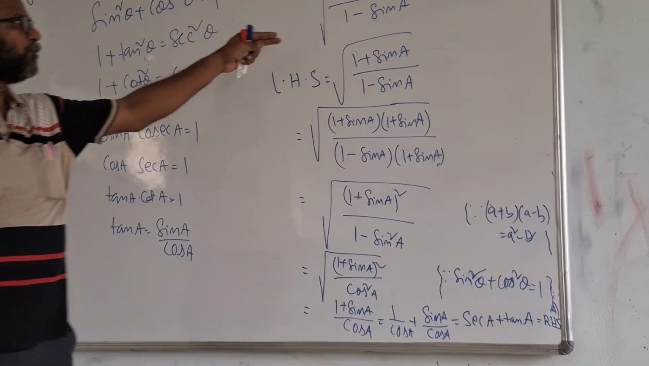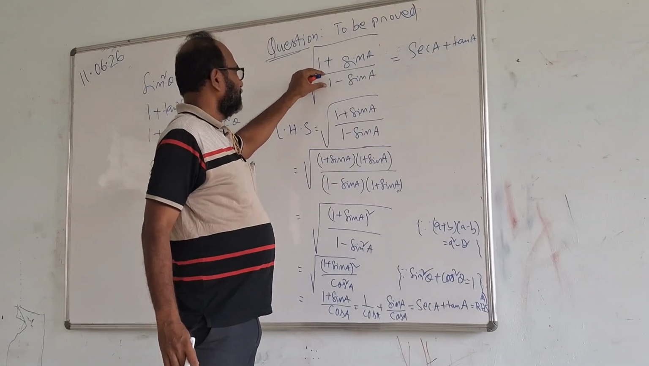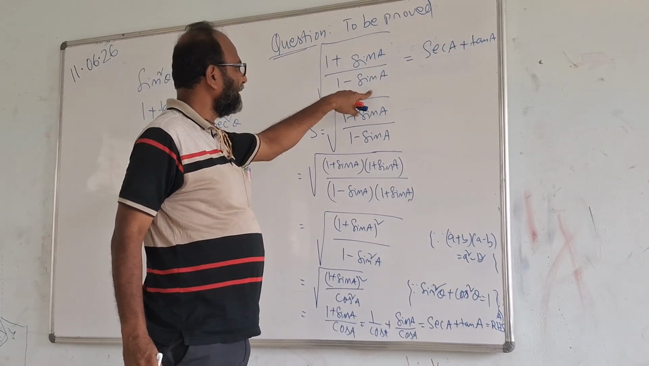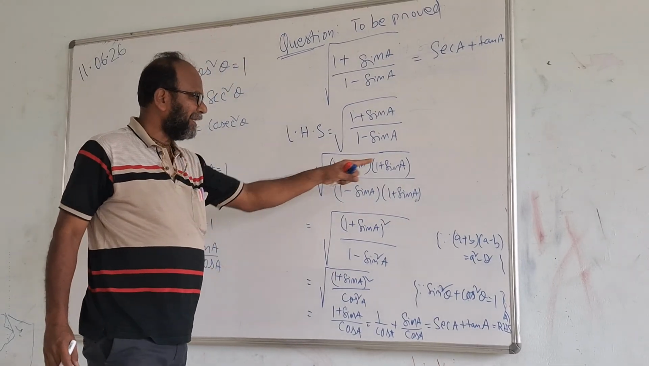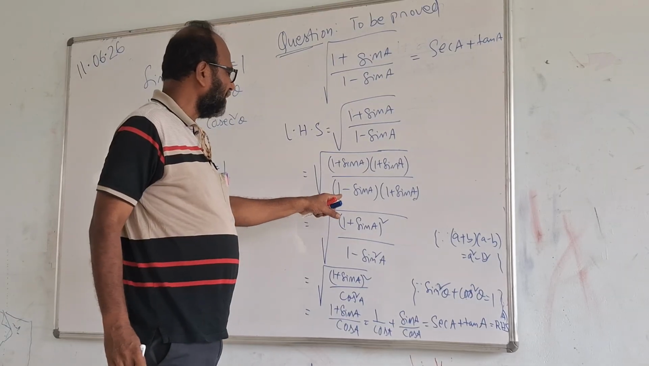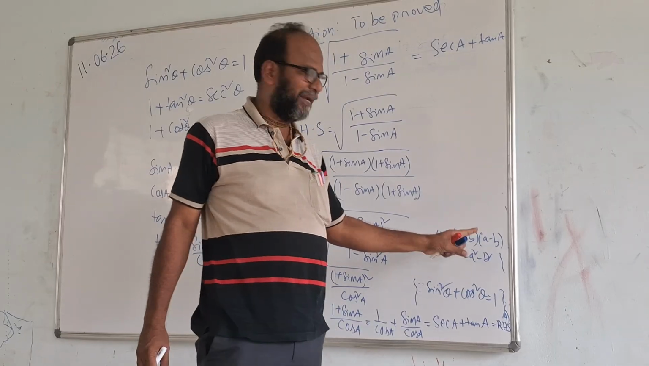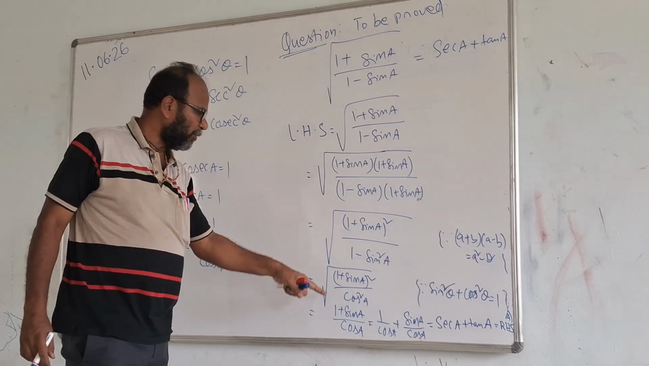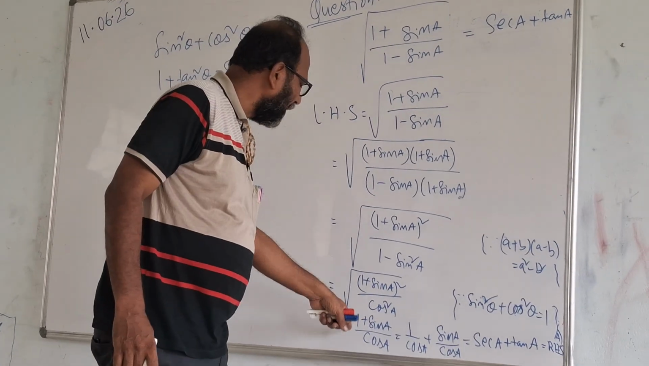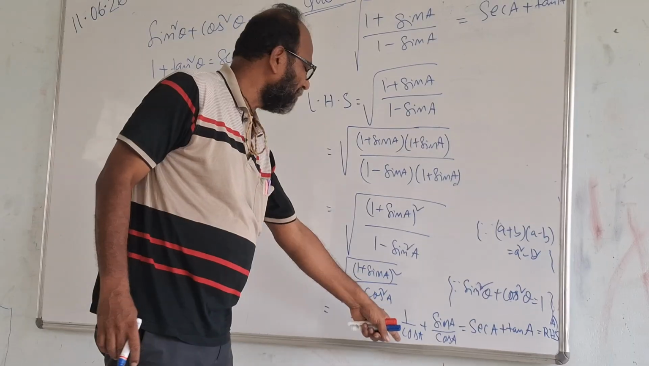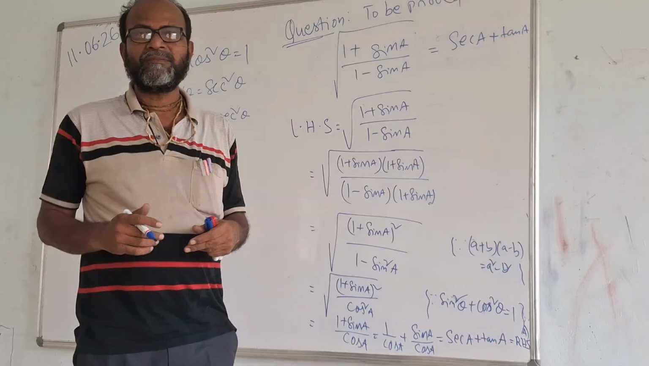So this type of problems you will do. Always you have to solve this with the denominator. 1 minus sin a is there, so we multiply by 1 plus sin a. So here 1 plus sin a into 1 plus sin a is 1 plus sin a whole square. The denominator is 1 minus sin square a, according to the formula a plus b into a minus b is equal to a square minus b square. So we get 1 plus sin a whole square by cos square a. The square root of this is equal to 1 plus sin a by cos a. We will break it: 1 by cos a plus sin a by cos a is equal to sec a plus tan a. That is RHS, proved.